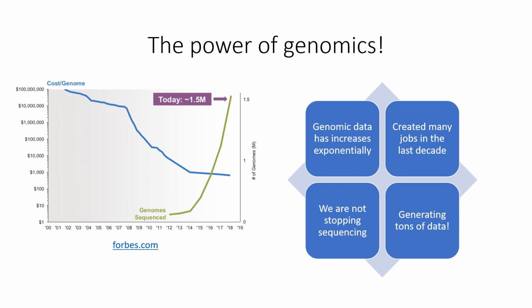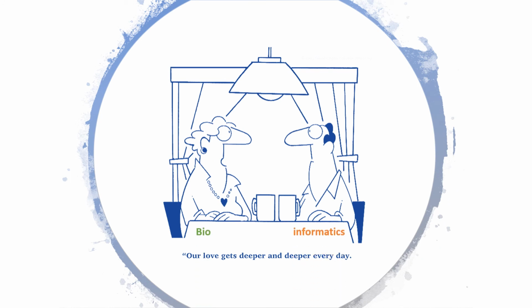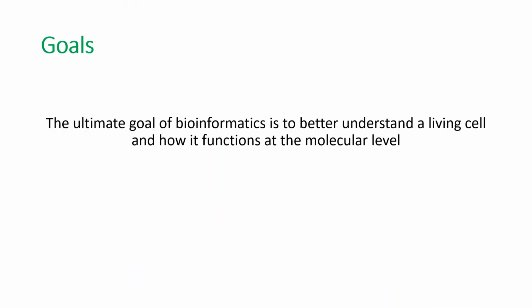Obviously, bioinformatics is a combination of biology and information science, and the overlap is getting greater day by day. With the passage of time, the merger of biological science and information science is getting deeper day by day. So what are the goals of bioinformatics? The ultimate goal of bioinformatics is to better understand a living cell and how it functions at the molecular level.